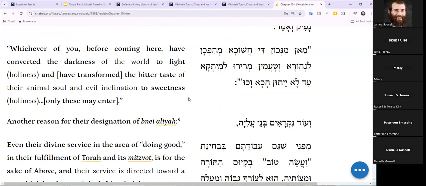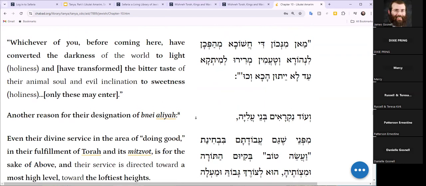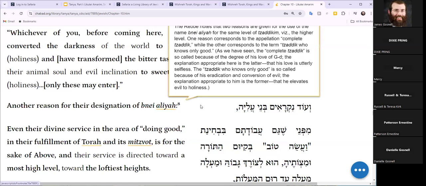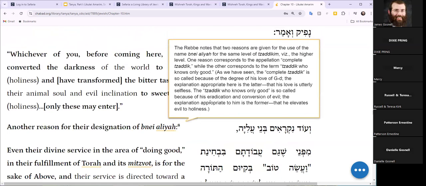Another reason for their designation of B'nai Aliyah. The Rebbe notes that two reasons are given for the use of the name B'nai Aliyah for the same level of tzaddikim. These are the higher level. One reason corresponds to the appellation complete tzaddik, while the other corresponds to the term tzaddik who knows only good.